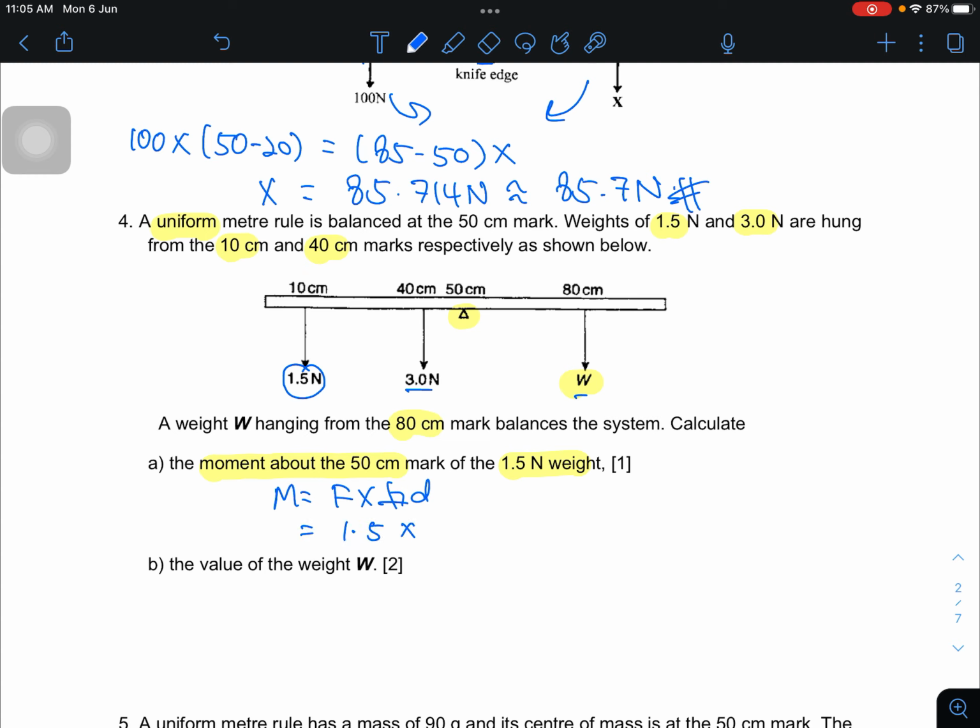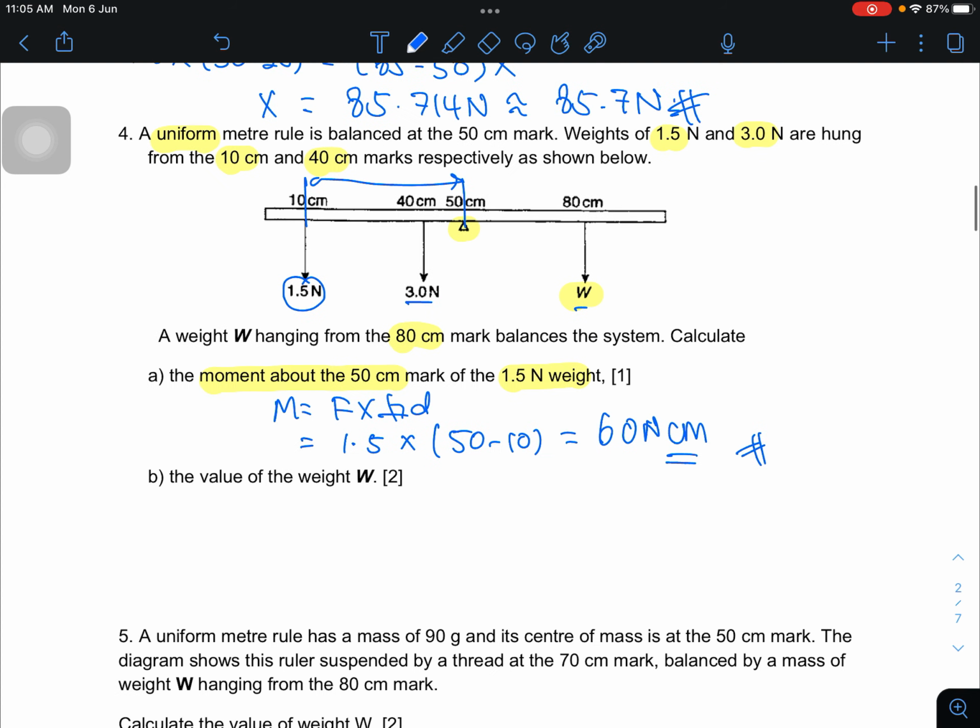1.5 multiplied by the perpendicular distance. Is it just 10? Be very careful. Do not use 10. It's supposed to be 50 minus 10, because we're finding the distance here. 40 cm. So the answer is 1.5 times 40, which is 60 Newton cm. This is very important: do not put Newton centimeter as Newton meter. If you put it that way, you thought it's an SI unit when you did not use the SI unit to calculate. A wrong unit will not give you the correct answer.